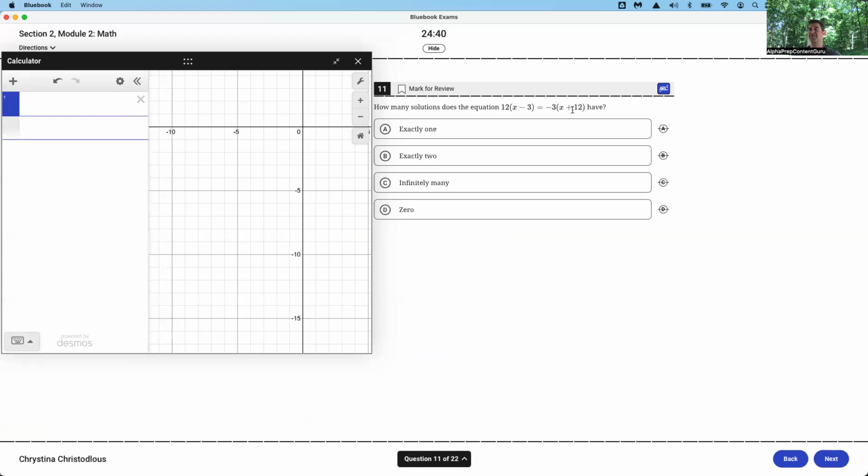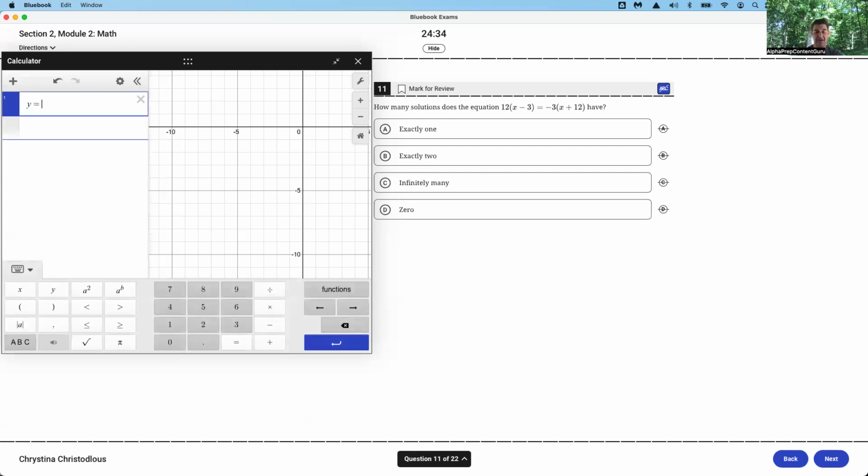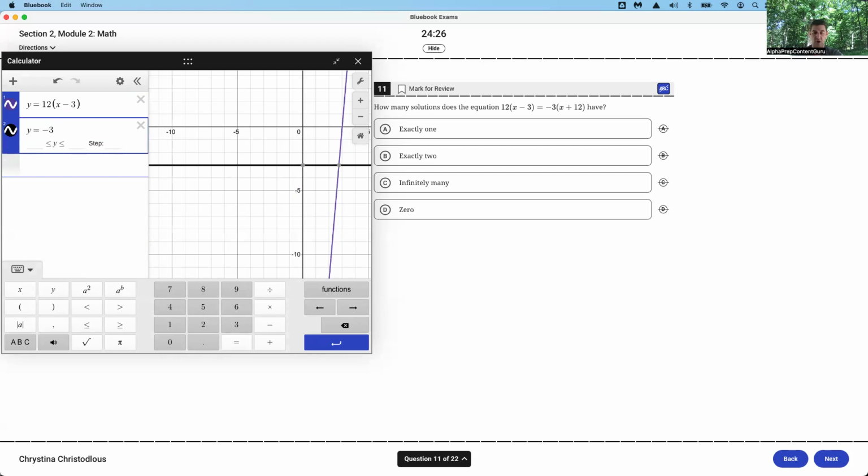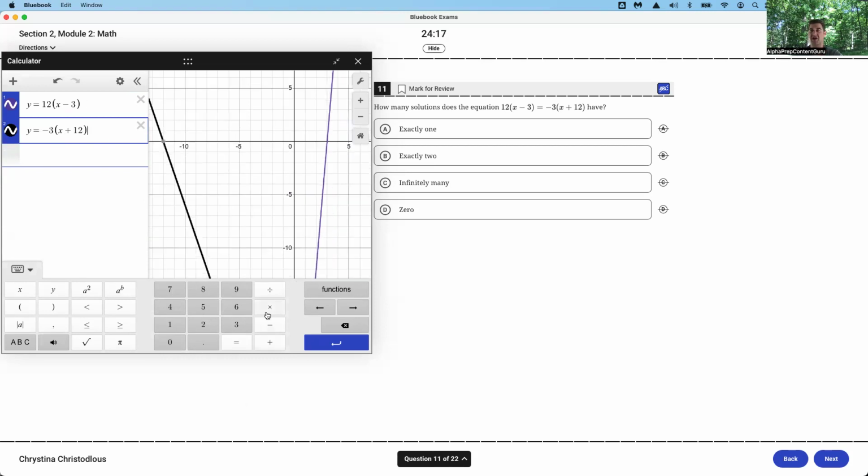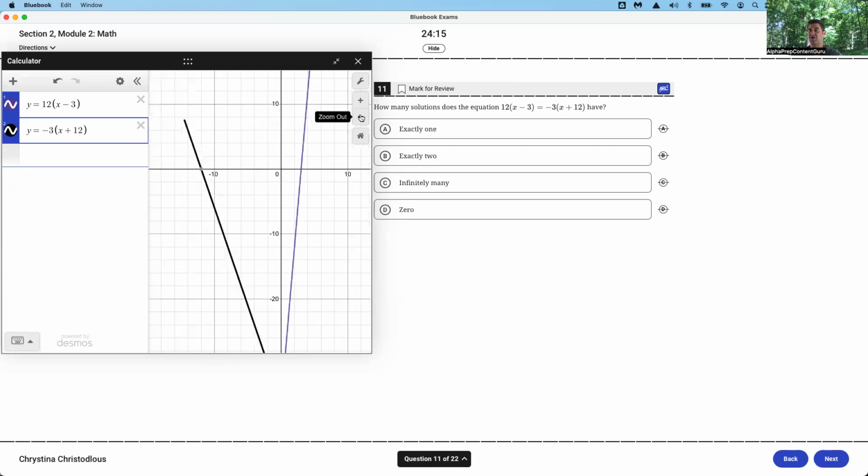How many solutions does this have? Pro move anytime you have a single equation and you're looking to see how many solutions you have is make y equal the left side and then make y equal the right side. The idea is that if they cross over each other once, you have one solution and the answer is A. If they're parallel, then you know that the answer would be 0. They'd never cross each other. And so the answer would be D.